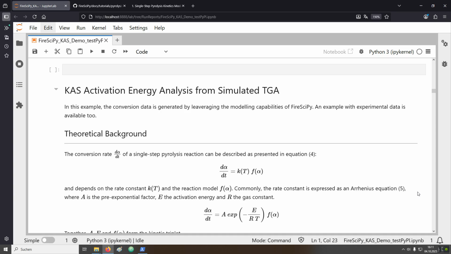This section here starts out with some brief theoretical background. The focus is here on a single-step pyrolysis reaction. The conversion rate, d alpha over dt, can be expressed as a rate constant, the k depending on the temperature, as well as a reaction model, f of alpha. Typically, this rate constant is expressed by an Arrhenius equation. This has two parameters, the capital A as the pre-exponential factor, as well as a capital E, which is the activation energy, the thing that we are interested in.